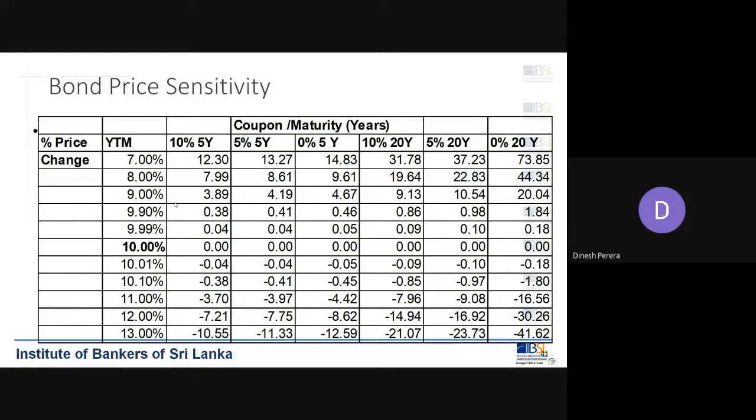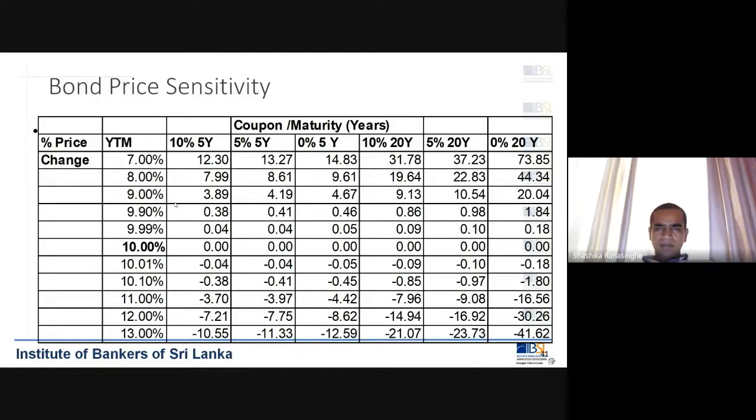Yeah, 20 is more sensitive, right? 20 is more sensitive because the 5-year is increasing by 3.89%, whereas the 20-year increases by 9.13%. So for the same interest rate change, for a 1% drop in interest rates, the longer maturity bond has a higher percentage change in price, right?